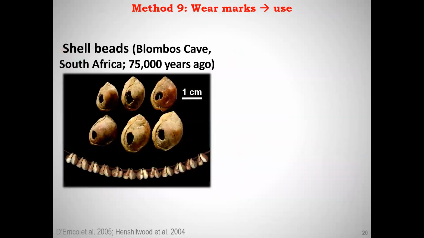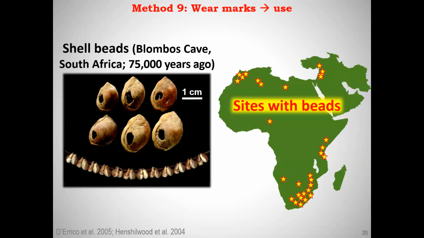The 9th and final method looks for wear marks and other characteristics that might indicate how an object was used. Some of the earliest beads known are from Blombos Cave in South Africa. These are shells with punctures, wear marks indicating they were strung, and traces of ochre, a mineral that is often used as body paint. While the strings themselves have long since perished, these characteristics suggest that the beads were worn as a necklace. Beads were widely prevalent in Africa, found in at least 30 sites over 4,000 miles and more than 40,000 years.